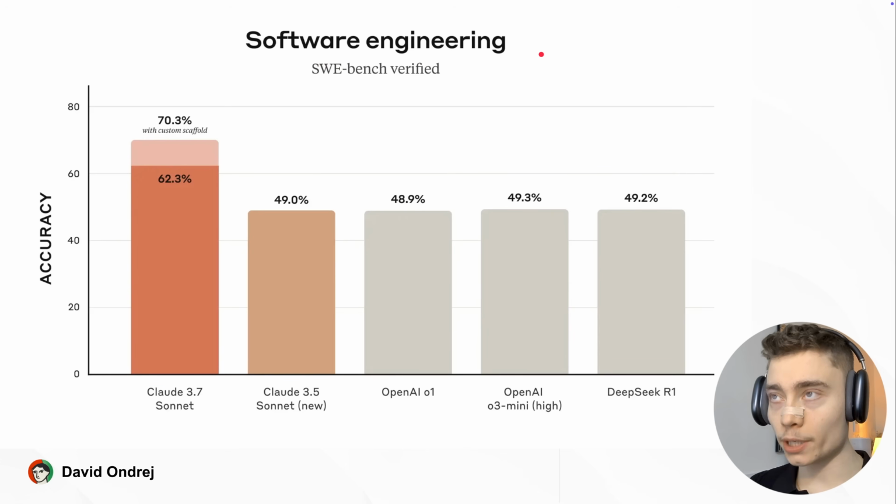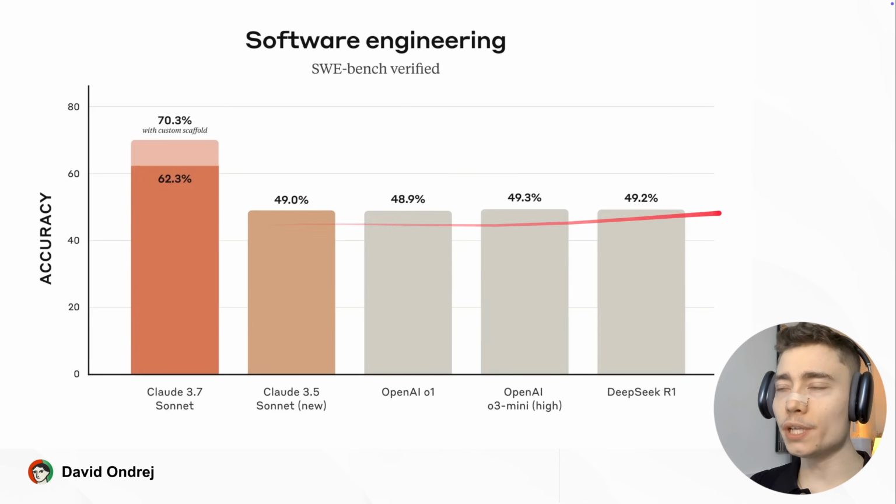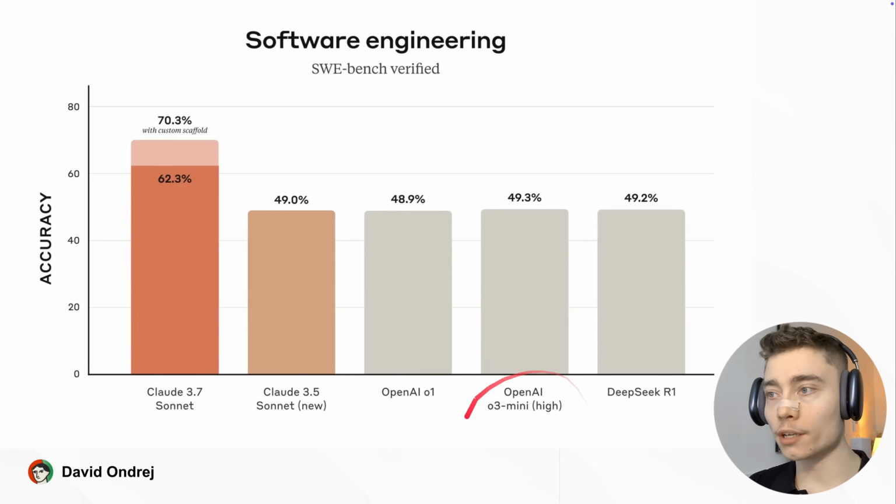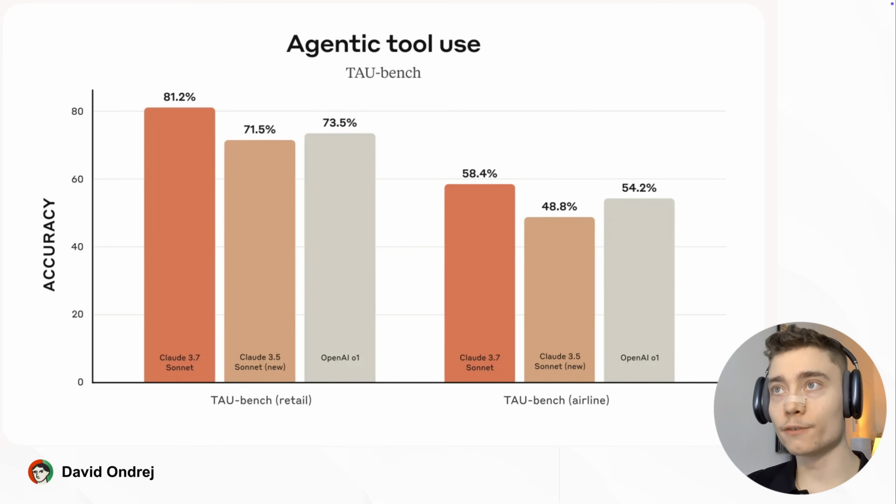This is the software engineering benchmark called SWE Bench Verified. And as you can see, the previous cutting edge models were stuck at around 49%. Sonnet 3.5, O1, O3 Mini, and DeepSeek R1 all were stuck on this level. But look at Claude 3.7 Sonnet. 62% with the default model, and with some custom scaffolding, 70%. Here is another benchmark for agentic tool use. And again, Claude 3.7 Sonnet absolutely dominates, defeating even OpenAI O1.